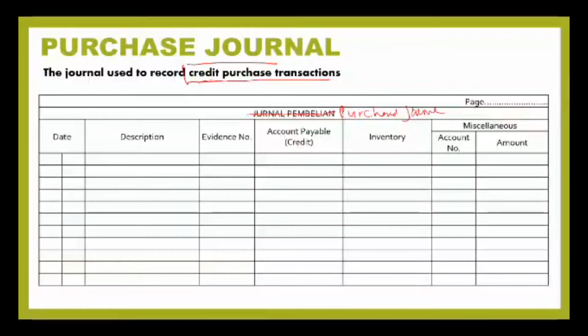Okay. There is a page, and then also the date, description, evidence number, and then the account payable. The account payable will be in credit because the debit will be the inventory. This is credit, this is debit. And then this miscellaneous or etc., other accounts may be involved in this.